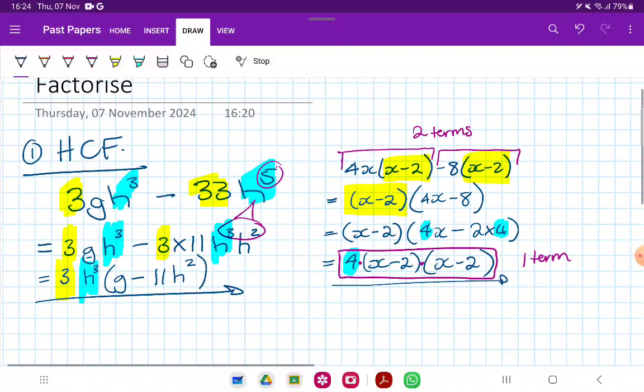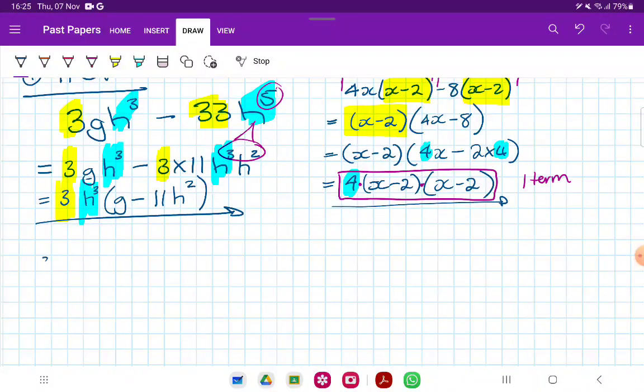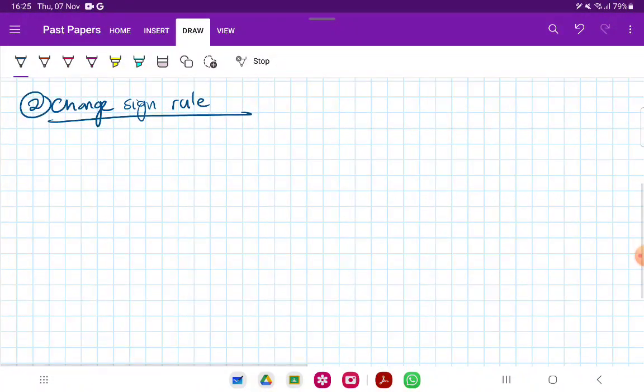So the first thing that we looked at was how to factorize highest common factor. Now, what you should remember with this 2 brackets system is we also have what we call the change sign rule. I hope you remember that, right? So let's try the change sign rule. Okay, so the second thing. Now let's say I give you the same thing.